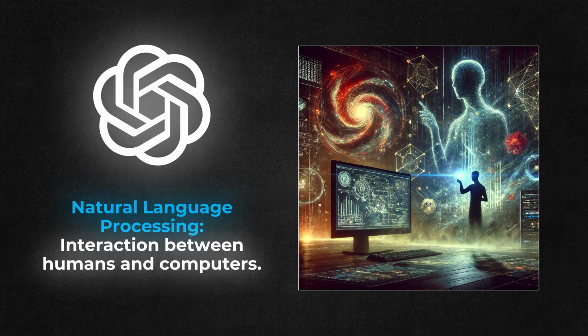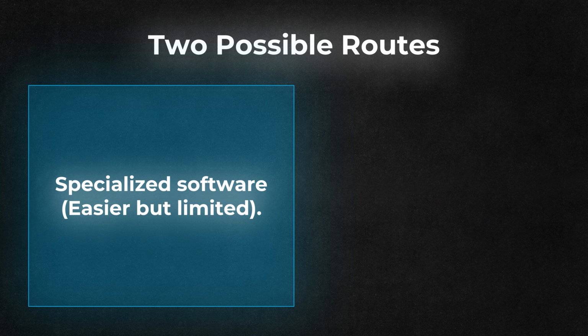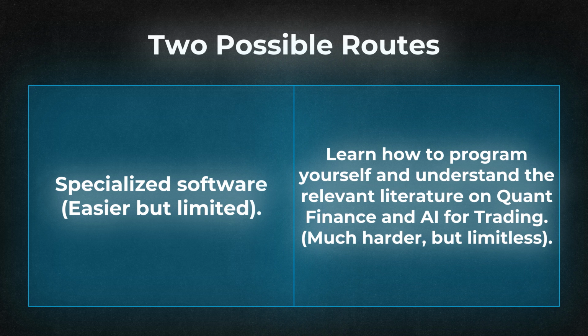ChatGPT is a natural language processing model. These models are specialized in the interaction between humans and computers. Very useful for a wide variety of things, but not so much for trading. If you want to develop trading algorithms, you need to use specialized software, which is the easier and more limited route, or you can learn how to program and learn the relevant literature on quantitative finance, AI for trading, and so on, which is a much harder route, but of course provides more freedom and it's potentially limitless.